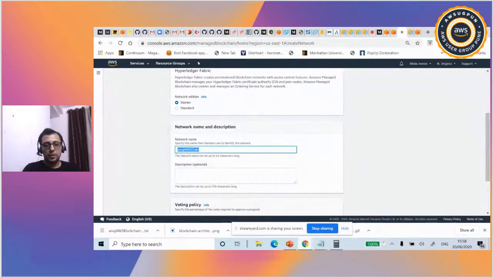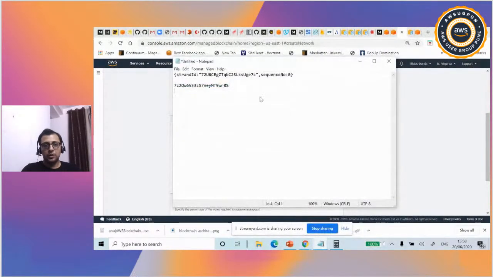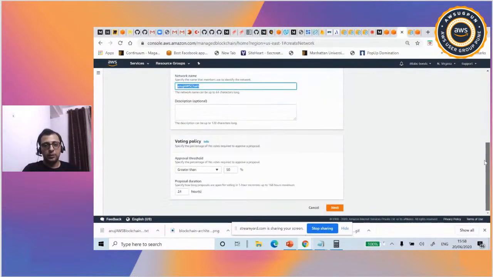Let me copy this because this is a bit of a costly service. So I request anyone who is playing with it to please delete it. This is the voting policy for any demo purpose. You can keep it at 50.